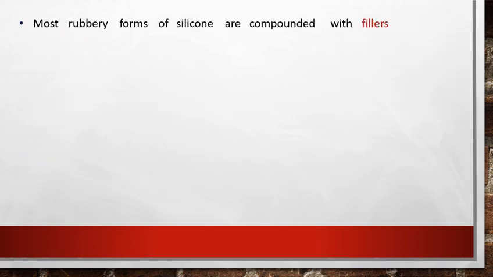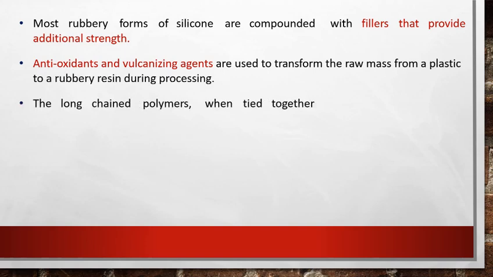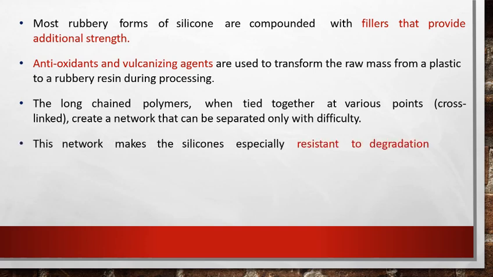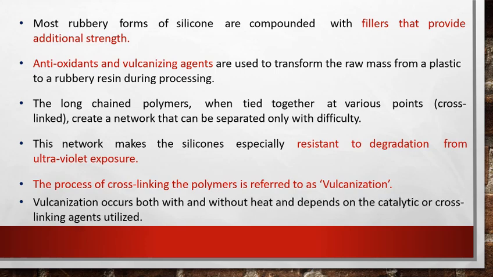Most rubbery forms of silicone are compounded with fillers that provide additional strength. Antioxidants and vulcanizing agents are used to transform the raw mass from a plastic to a rubbery resin during processing. The long-chain polymers, when tied together at various points, create a network that can be separated only with difficulty. This network makes the silicones especially resistant to degradation from ultraviolet exposure. The process of cross-linking the polymer is referred to as vulcanization, and vulcanization occurs both with and without heat and depends on the catalytic or cross-linking agents used.